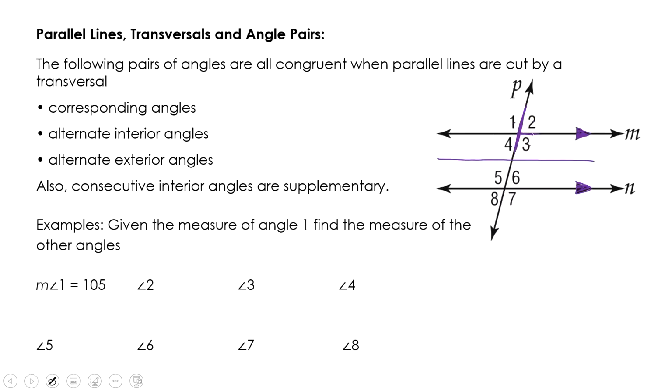Which is what the example is. So we're given that angle 1 measures 105 degrees. I'm going to erase my lines here. I'm going to change my color. I'm going to start working on this problem. Angle 1, they tell me, is 105 degrees.